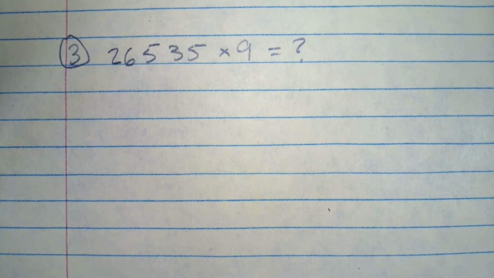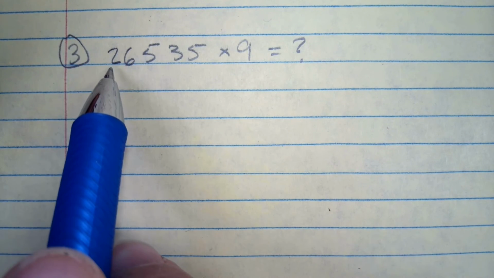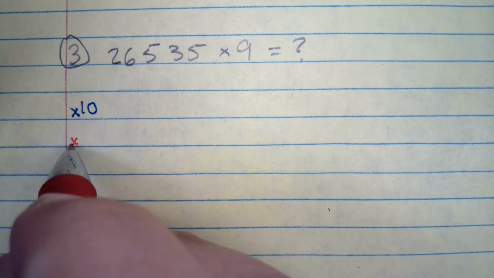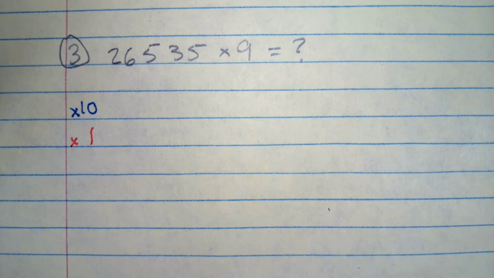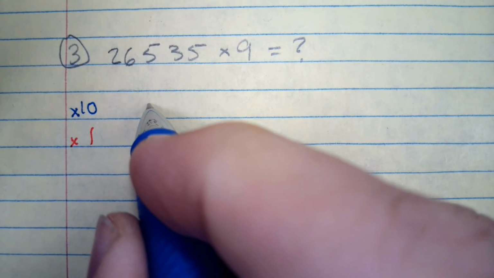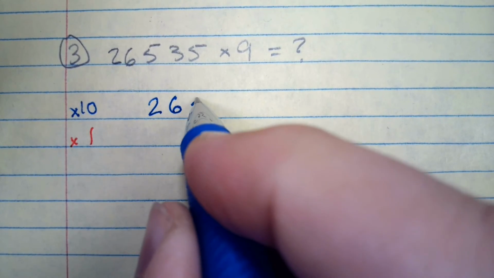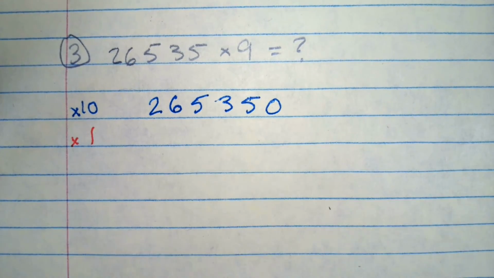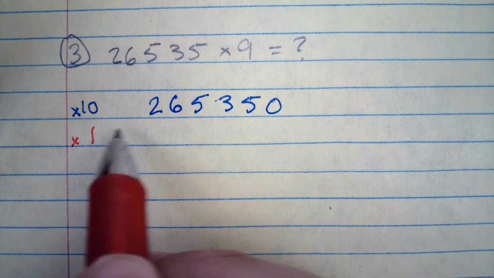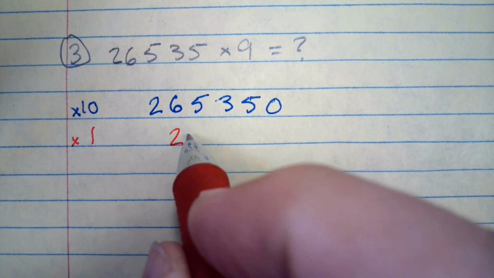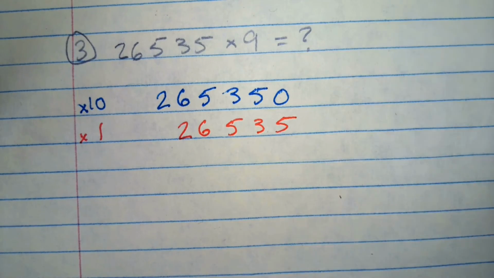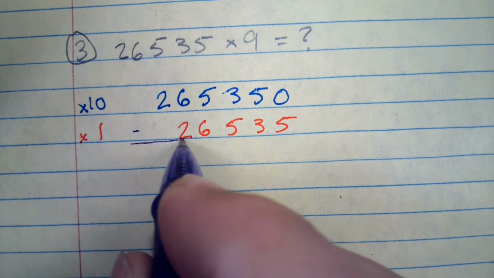Let's do one more. So I see that I've got a large number multiplied by 9. I'm going to do a times 10 version. I'm going to do a times 1 version. And they're going to be stacked up. So 2, 6, 5, 3, 5, and the times 10 means I can just put a 0 at the end. The times 1 is just the same thing back. So 2, 6, 5, 3, 5. We're going to be subtracting.